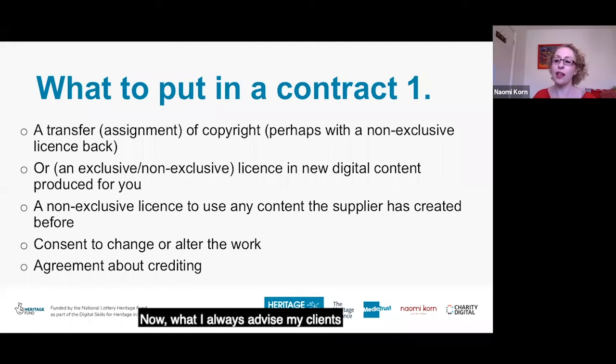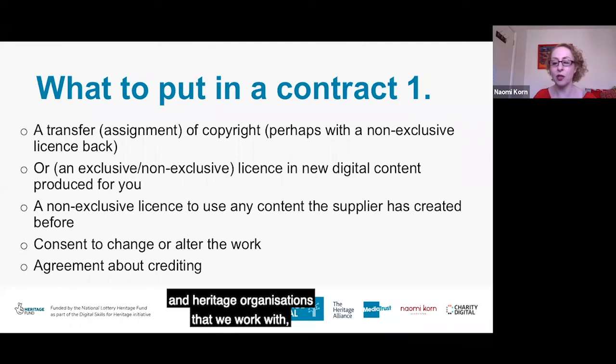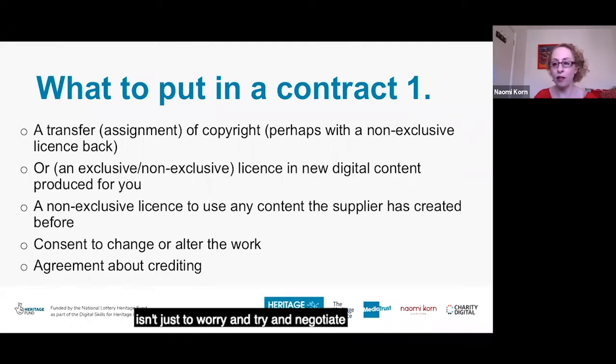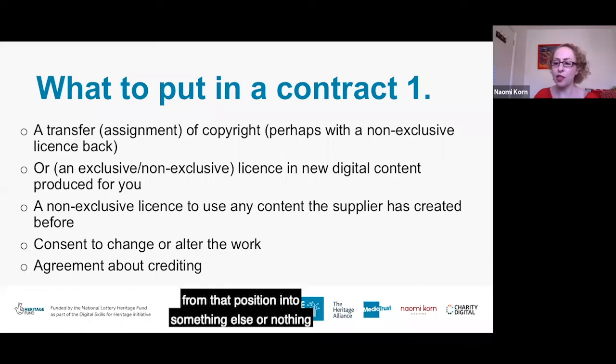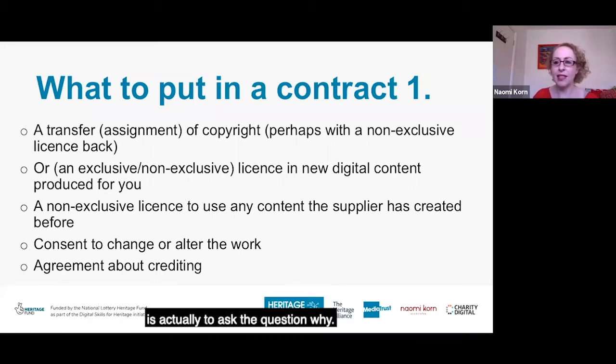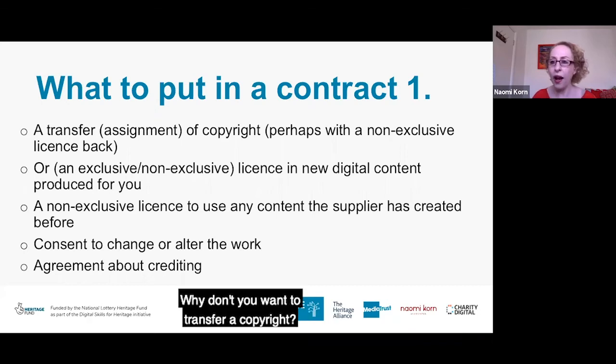Now, what I always advise my clients and heritage organisations that we work with isn't just to worry and try and negotiate from that position into something else or nothing, it's actually to ask the question, why? Why don't you want to transfer a copyright? And often what I hear back is that it's not that the supplier doesn't want to support the heritage sector. Indeed, it's the opposite. Many suppliers want the heritage sector to flourish, to do as well as they can, and to be able to use what they have paid for. It's just that the supplier wants to be able to use what they have done, perhaps to support their promotional activities.